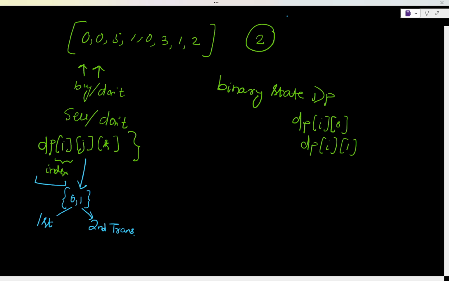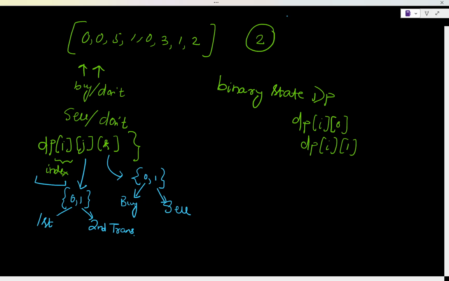The third state is k, which can also be 0 or 1. And that will represent whether I buy or sell. If it is 0, I'll represent it as buy, I am doing a buy. 1 means I am doing a sell.